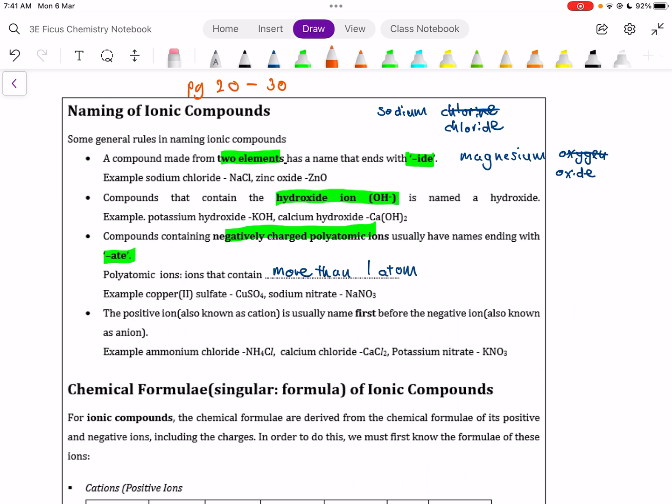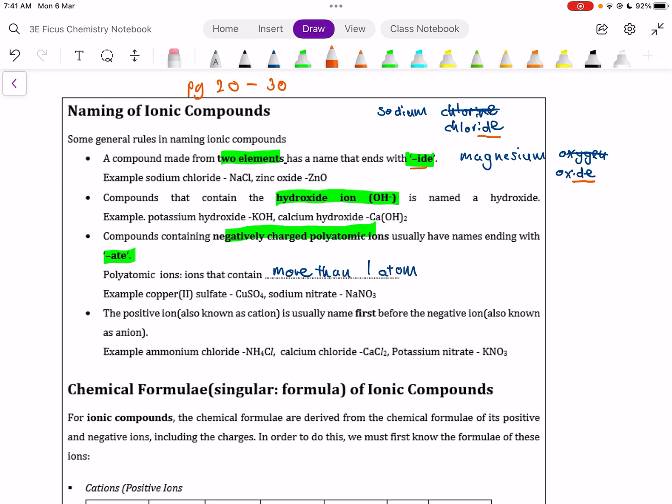So some general rules in naming ionic compounds. Just as a recap, that day we said a compound made from two elements has a name that ends with IDE. So you notice I don't write sodium chlorine, but instead I write sodium chloride. Or things like magnesium oxygen. You notice I don't write magnesium oxygen, but I write magnesium oxide, IDE.